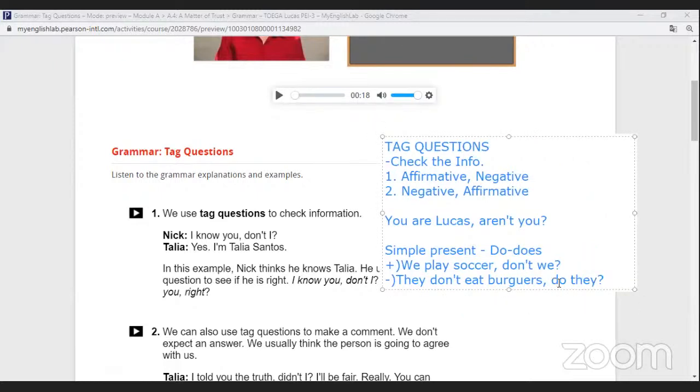Great. So for example, if we have an affirmative with the third person, for example, he eats pizza, what am I gonna put? Do, right? No, because it's she. She works with.